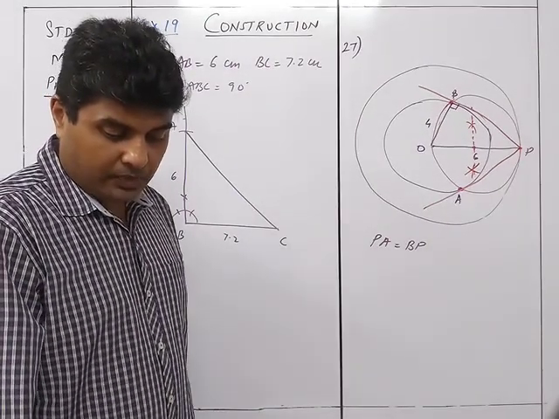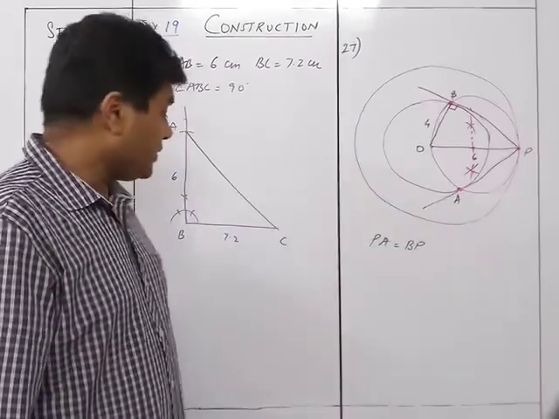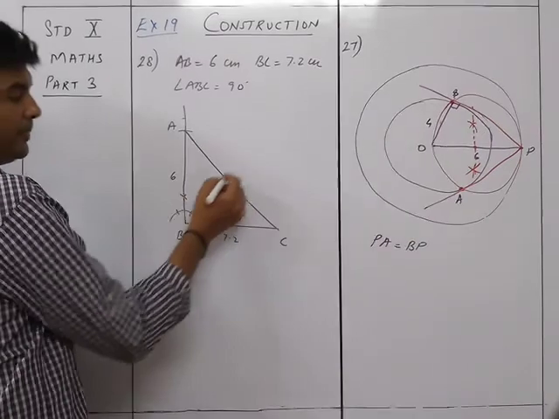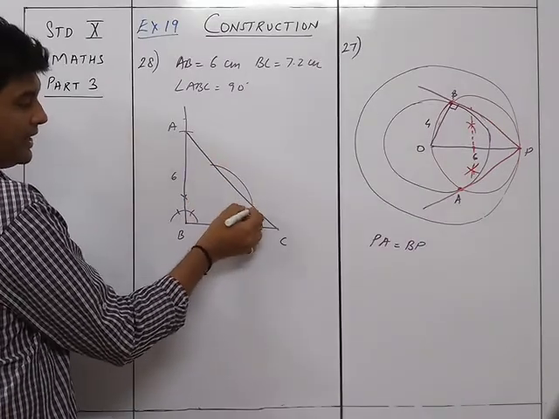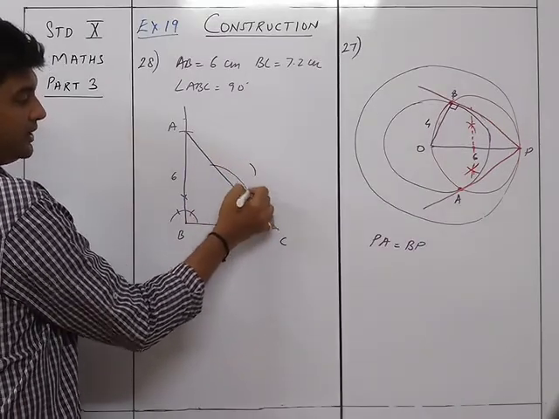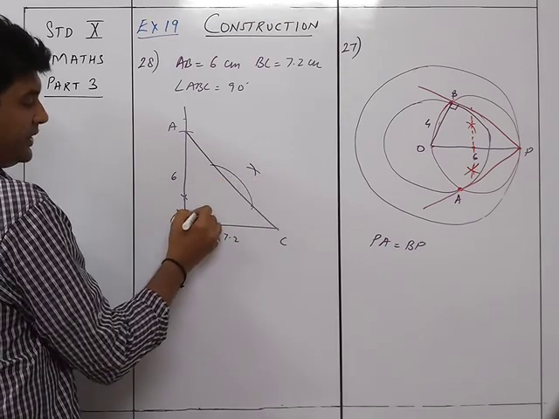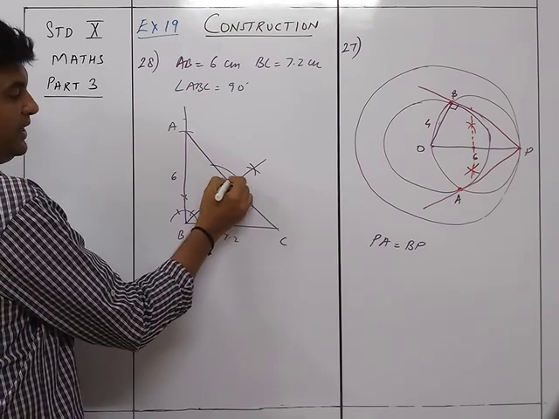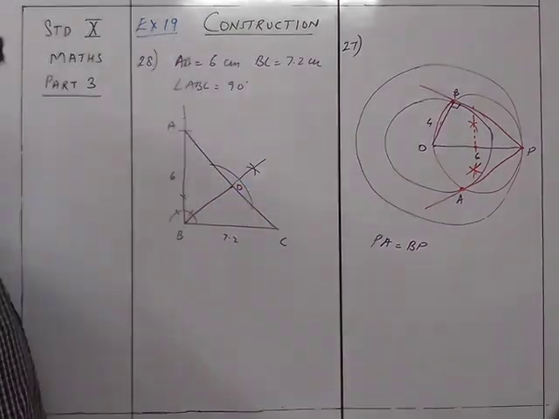Now, BD is perpendicular to AC. So BD is perpendicular to AC. From here, you are dropping a perpendicular. So from here, you are going to cut an arc like this. From here, cut an arc like this and just join them like this. So this is your BD, which is perpendicular to AC.